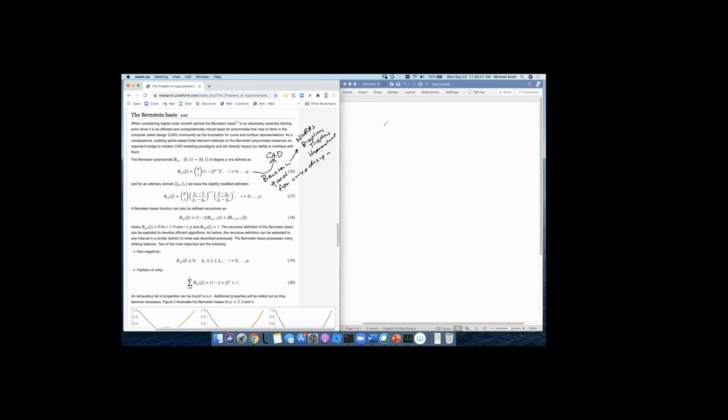Okay, so the Bernstein polynomials look like this. And what you should notice right away is we don't have the interpolation property. Notice at this point here, there isn't one function that's one, right? All three functions are non-zero. So there is no strong interpolation property here in this basis.